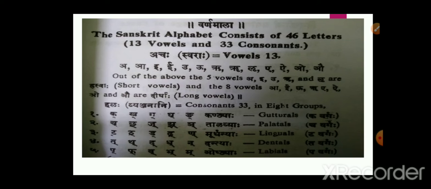And in Ta vargaha, what are the last three letters? Da, Dha, Na. And in the fifth group, Pa vargaha, what are the last three letters? Ba, Bha, Ma. So, the last three letters of the first five groups are called as soft consonants.